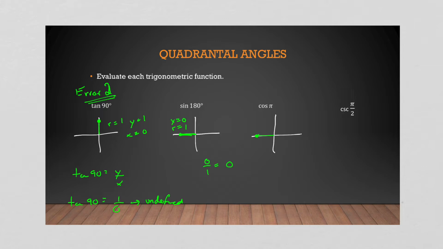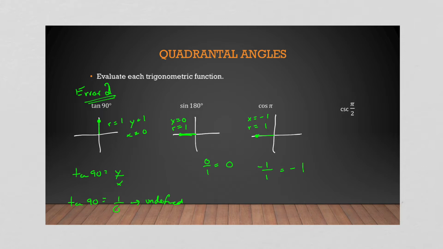But now in this scenario, we're interested in x. X is -1, r is 1. So we end up with -1/1 because we're doing cosine, which gives us -1. So you can see these quadrantal angles are going to produce values or sometimes undefined values.